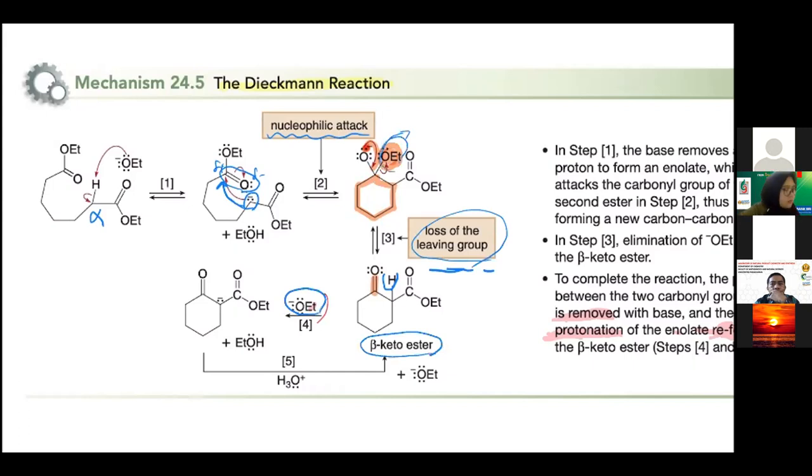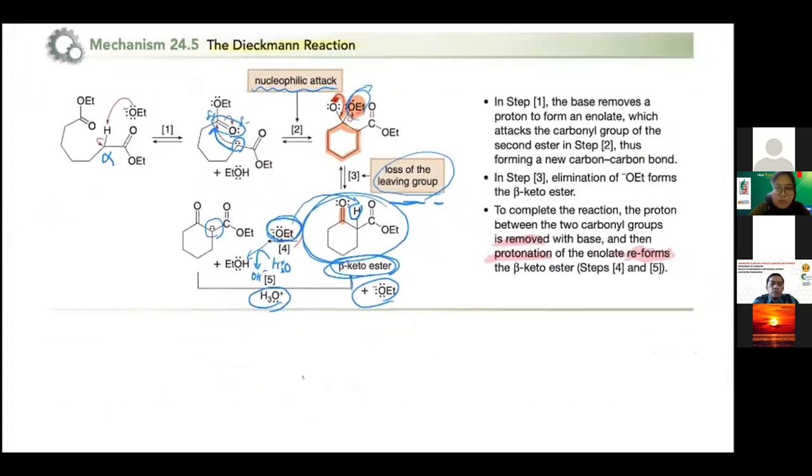The leaving group is a strong base. It takes one proton here, leaving the negative charge, and ethanol is formed by taking the proton. Here the acid is added, and we get the ester again. So this is the reformation of the beta-keto ester. This is the mechanism.